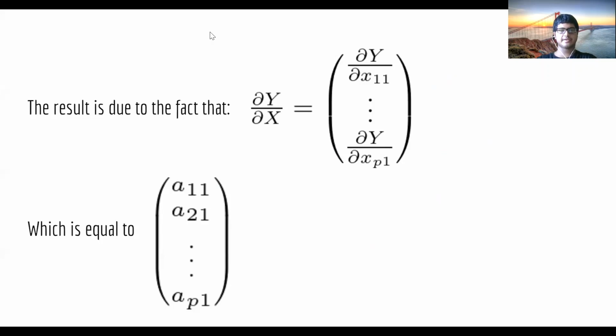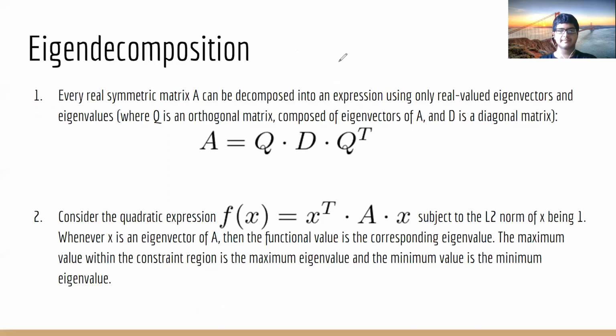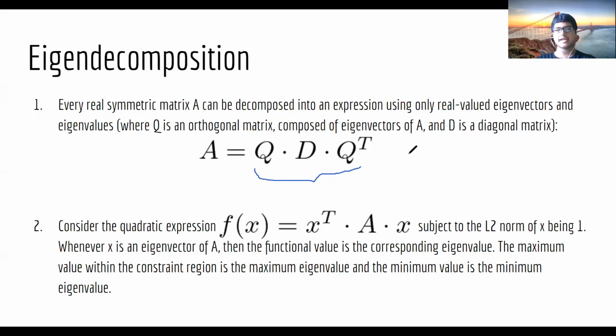Next comes eigendecomposition, and it assumes that you know eigenvectors of matrices. The first thing is that every real symmetric matrix can be decomposed into an expression using only real-valued eigenvectors and eigenvalues. This is actually the eigendecomposition of the matrix A. The eigendecomposition of any square matrix could be some Q, some diagonal matrix, and then Q inverse.